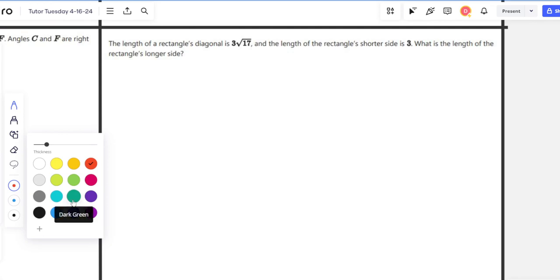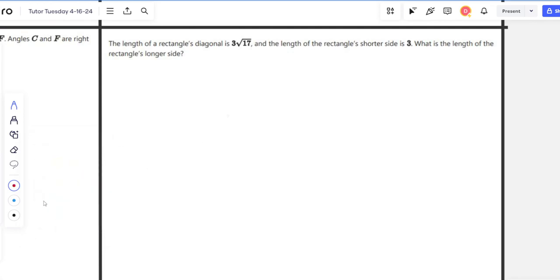This one's talking about rectangles, and the length of a rectangle's diagonal is 3 root 17. The length of the rectangle's shorter side is 3. What is the length of the rectangle's longer side? So that's 3, that's 3 root 17, and then we have this side, I don't know, let's just call it x.